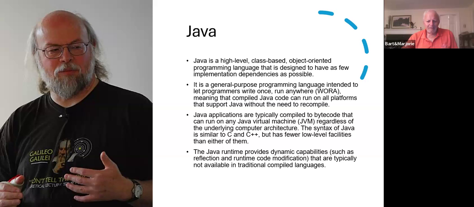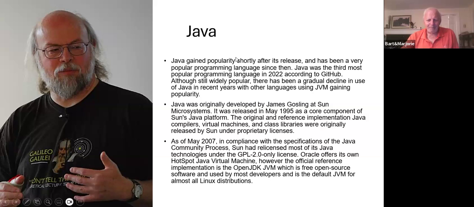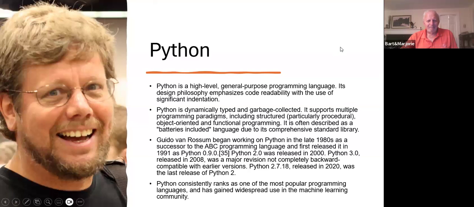And so what happened was it gained a lot of popularity when it first came out. And, according to one survey, it was the third most popular programming language in 2022. But there's other languages coming on that use these Java virtual machines, but are not written in Java. And so it goes. So we'll go on to Python.